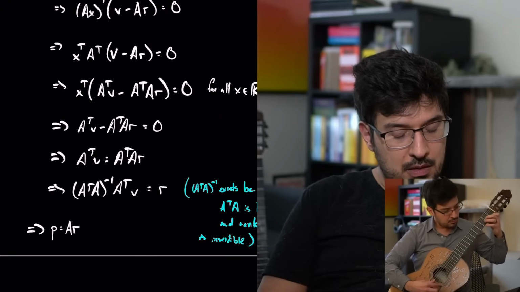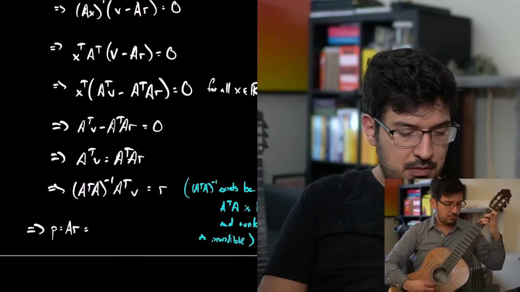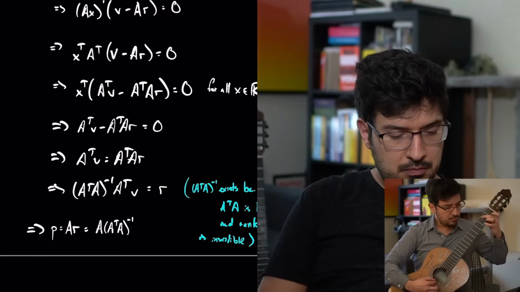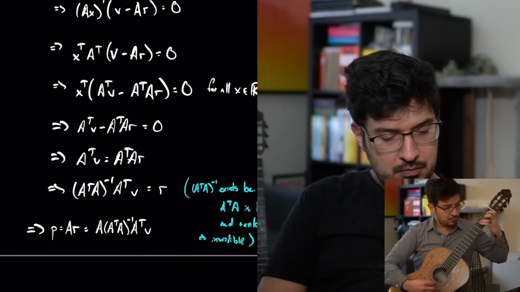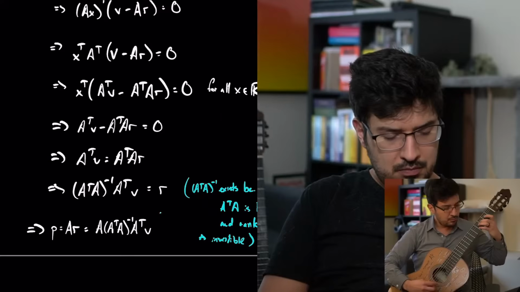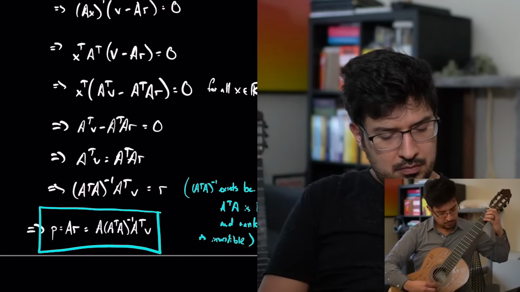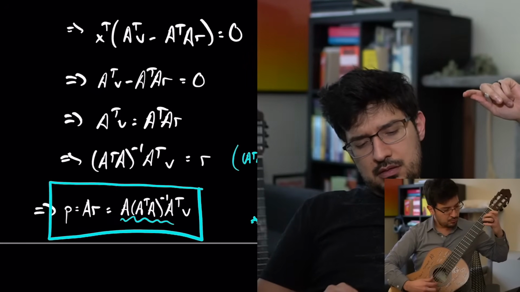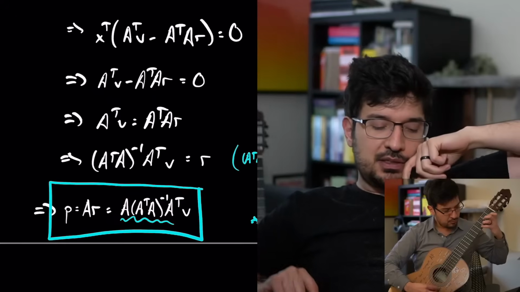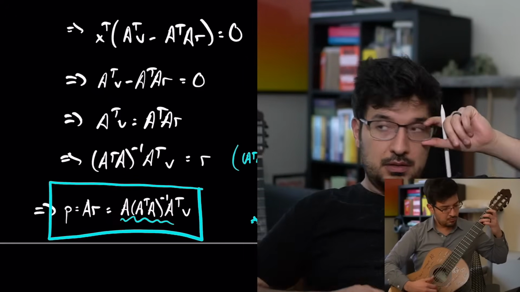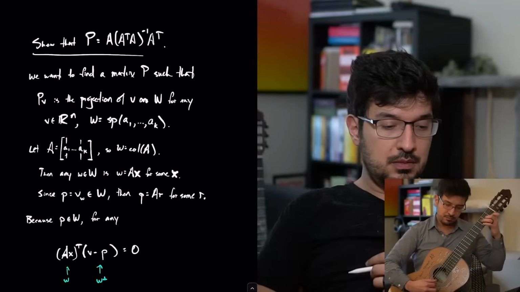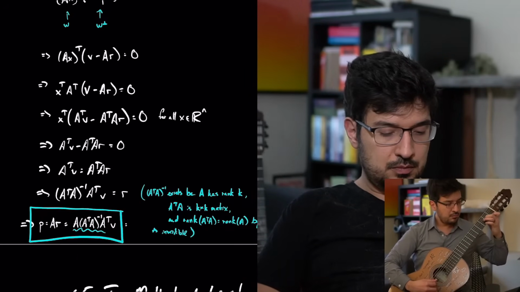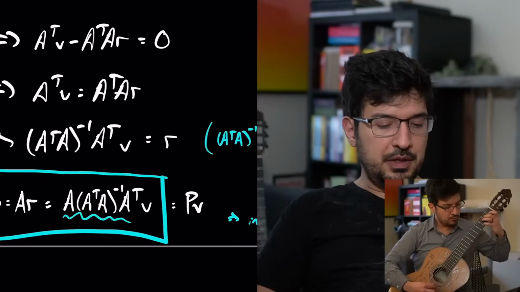P equals AR. We take that matrix as the projection matrix to project any vector V onto the subspace W. Equals PV as desired.